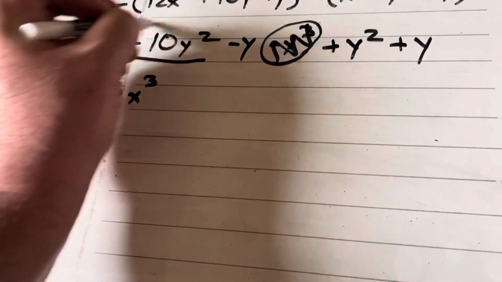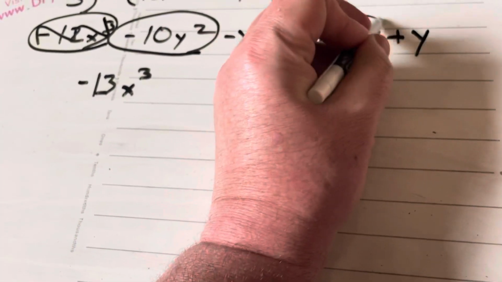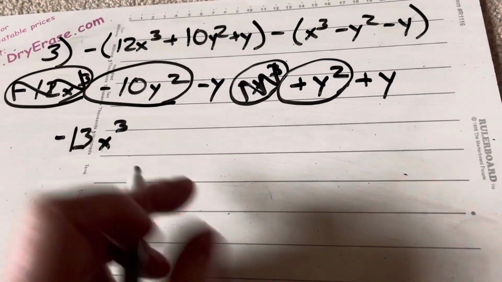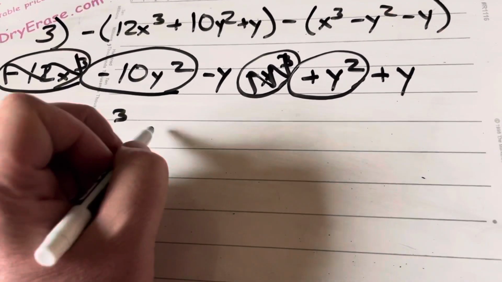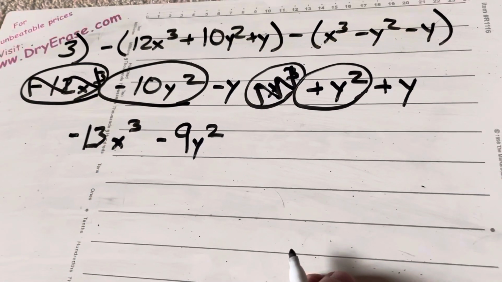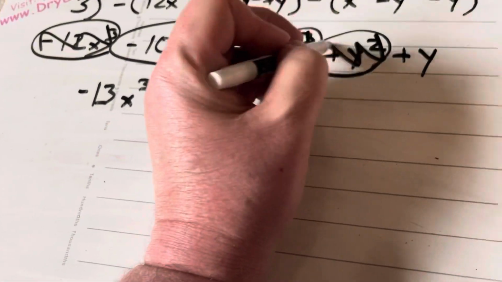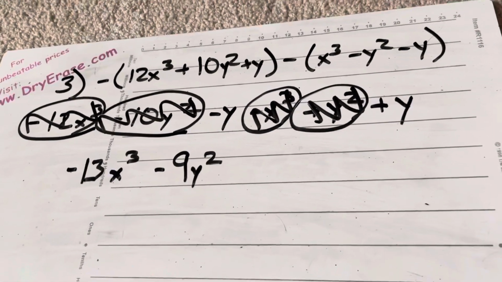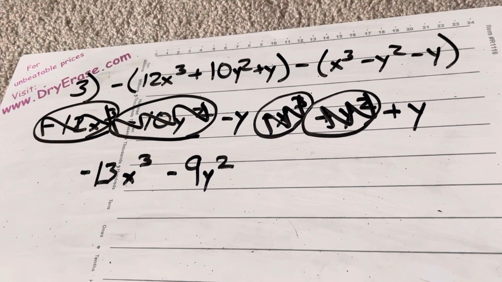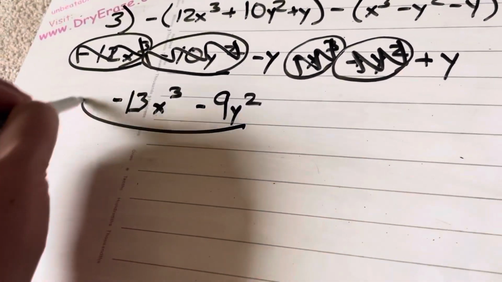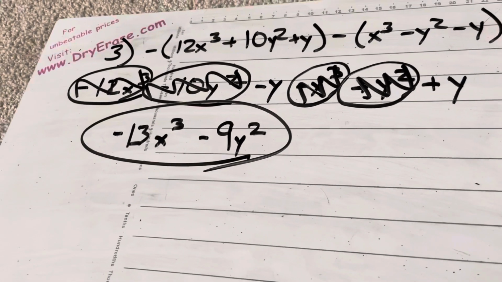Then I have a negative 10y squared and a plus y squared. So that's a negative 10 and a positive 1. Well, a negative 10 and a positive 1 combine to be a negative 9y to the power of 2, because the variable and the exponent do not change. And then I have a negative y and a positive y, which just cancel out to be 0. Negative 1 plus 1 is 0. So I end up with negative 13x to the power of 3 minus 9y to the power of 2.